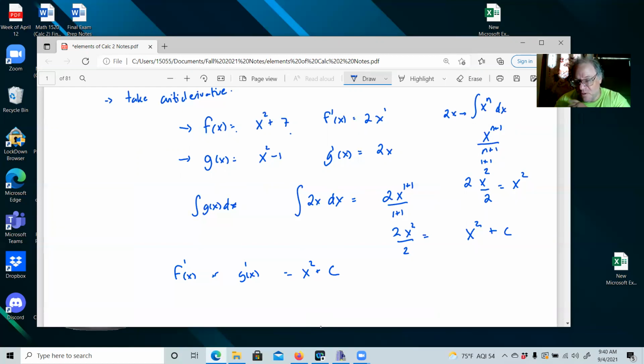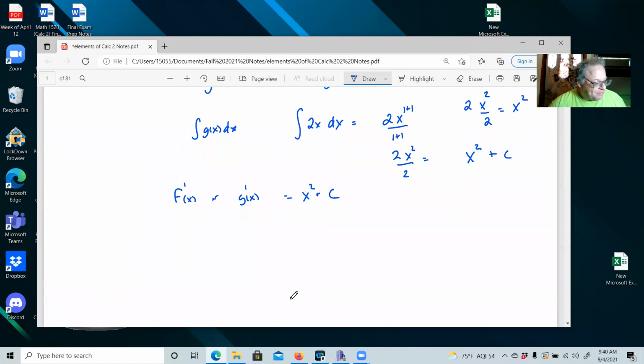Like I said, if you need more information, some problems are going to include that. But that's pretty much what we're doing. That's why the C is there. Let's see here. I have some other thoughts on this. The integral of f plus or minus g.